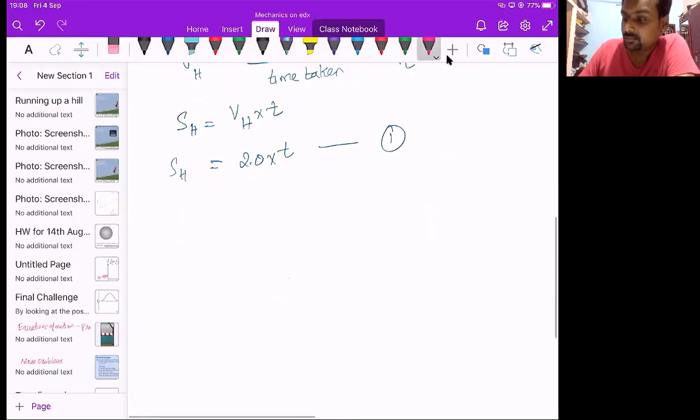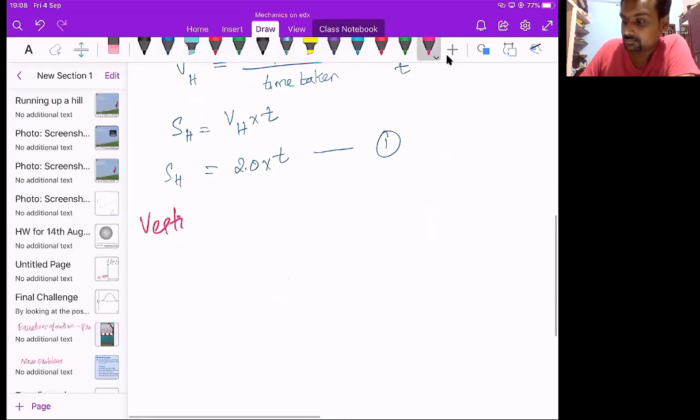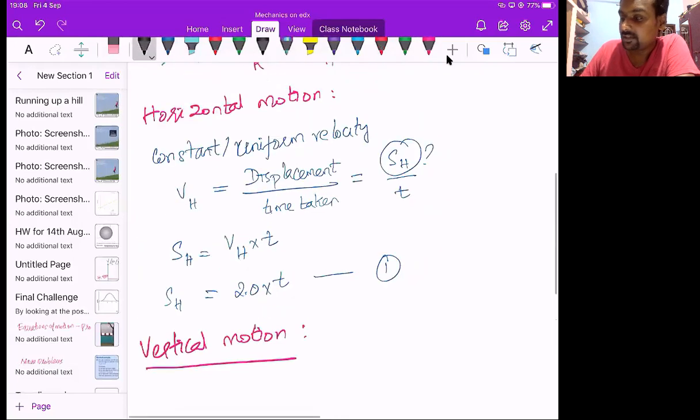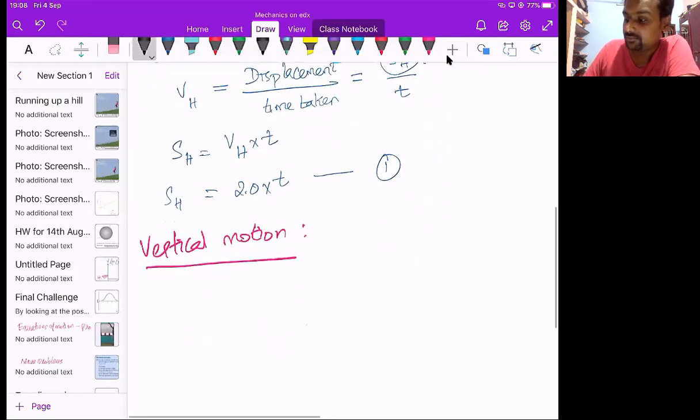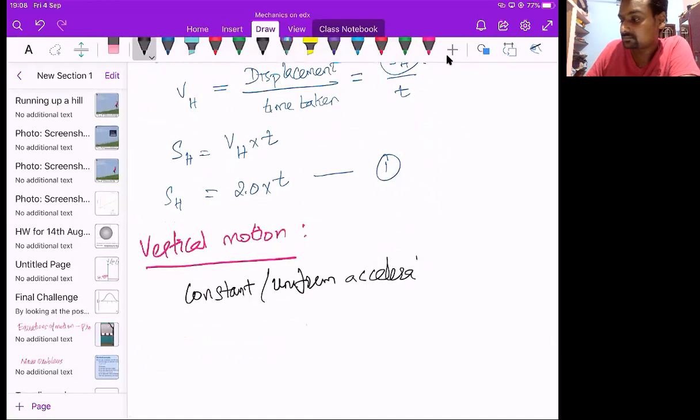Right. So vertical motion. Now, what kind of motion is happening in the vertical direction? You have constant or uniform acceleration. That's the kind of motion which we have in the vertical direction. Right. So let's quickly list out the knowns in the vertical direction.